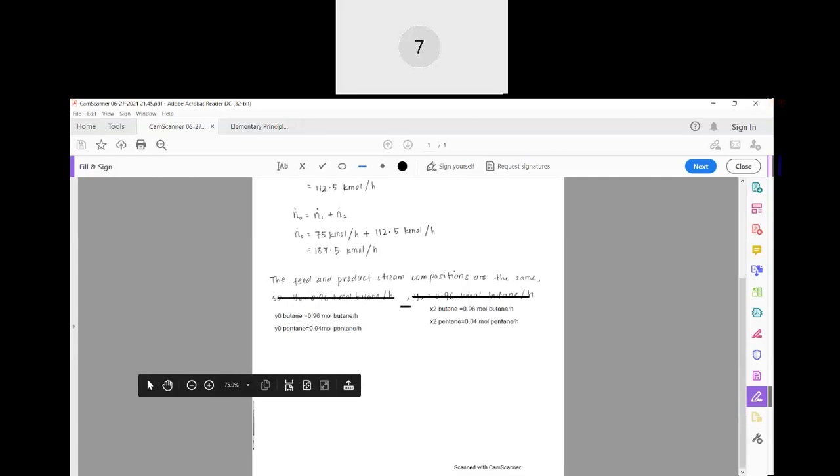Since the feed and product stream compositions are the same, the molar composition at the feed stream is equal to the molar composition at the reflux stream. So both molar compositions of butane and pentane are equal to the molar composition at the reflux stream. The molar composition of butane is 0.96 and for pentane 0.04 mole pentane per mole. Okay. Do you understand me?